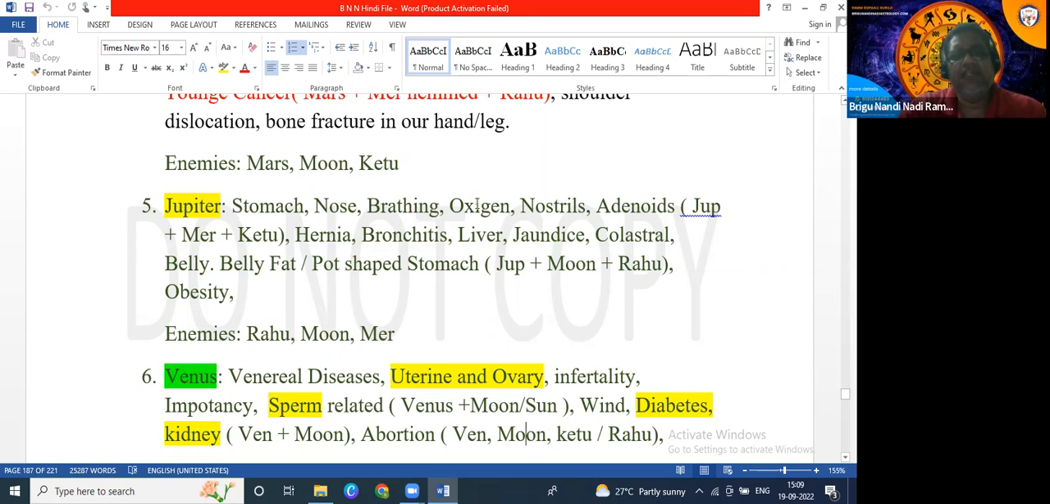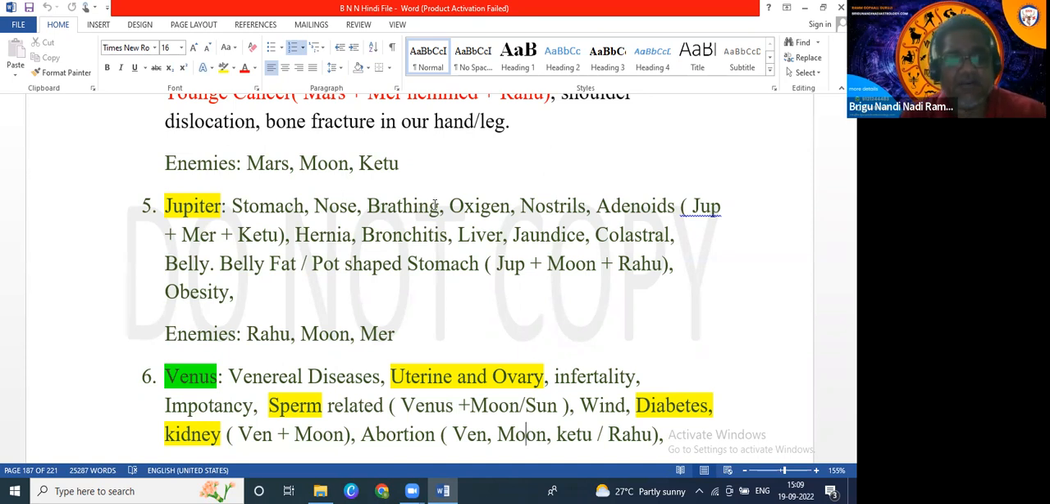Jupiter is breathing and oxygen. During Corona time, most of the people died because of oxygen problem, lack of oxygen. And nostrils and adenoids. Adenoids generally form in the nose. Jupiter is nose. So whatever extra growth is formed in the nose, that is due to Ketu.